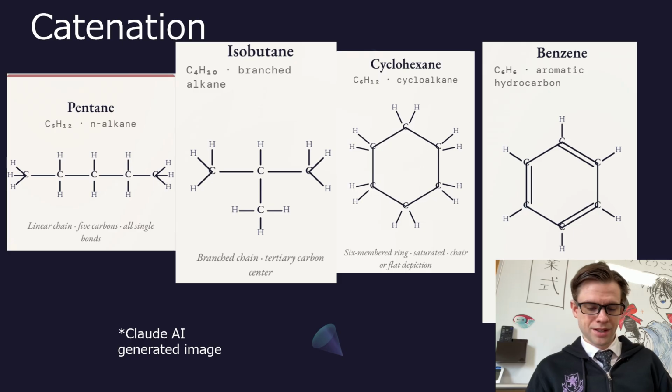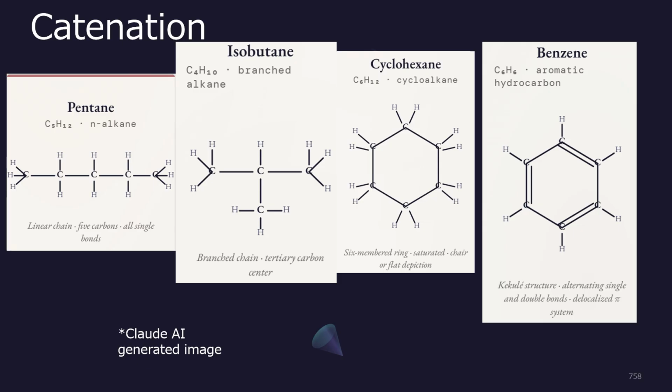And then benzene is a special type of cyclic structure. You can see this one does have double bonds. This is not a saturated structure because of these double bonds. And with this alternating structure, double, single, double, single, double around the ring shape, we call this an aromatic hydrocarbon.